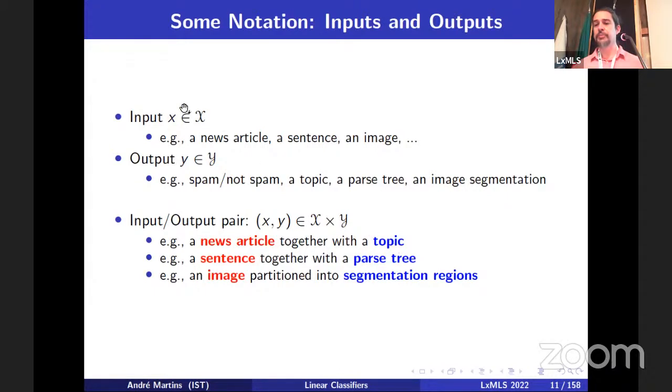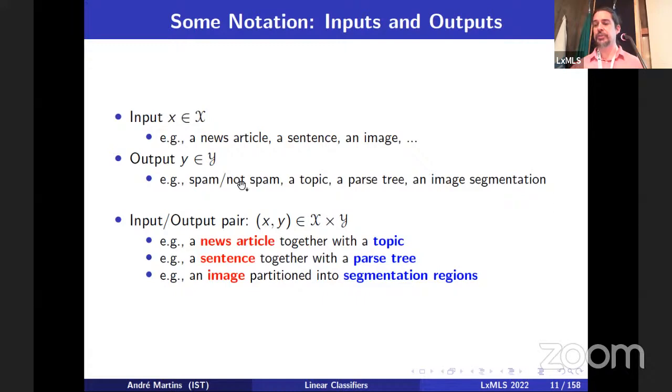I'm going to denote inputs by X. The lowercase letter x denotes an example, and this calligraphic set X is our input space, the set of possible examples. In some of the examples I'm going to show in this lecture, assume that x might be something like a news article, a sentence, or an image. Then we have our outputs, which I'm going to denote by lowercase y, and this calligraphic set Y is the output space, okay? The set of all possible outputs. There are many different outputs depending on which problem we are trying to solve.